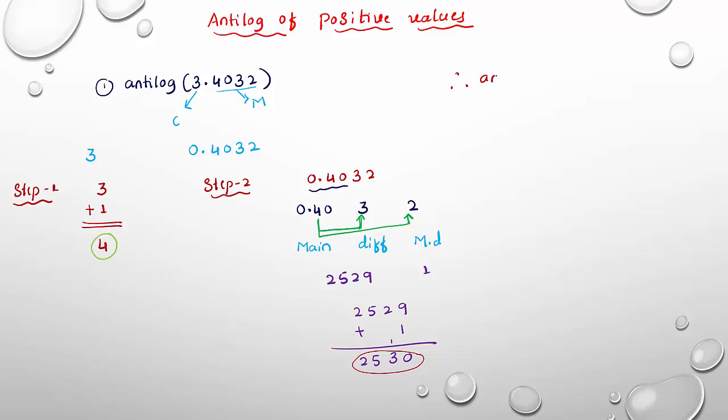Therefore I can write anti-log of 3.4032 is equal to, so we have the mantissa value 2530. But what about the characteristic? We got the characteristic as 4, right? So now we have to move 4 points. From this direction we have to move the point. How many points? 4 points, because the characteristic we got is 4. So 1, 2, 3, 4, we can get the point here, or we can write it as 2530.00. So this is the final answer.